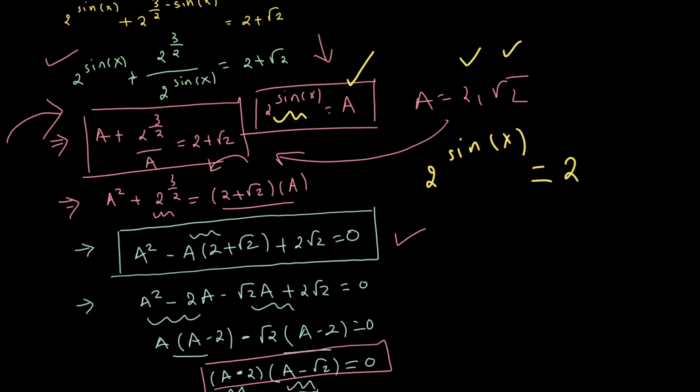So first of all I will compare it with 2. So 2 to the power sin x equals to 2, that can be written as 2 to the power 1. The bases are same, hence we can compare the power. Therefore sine of x equals to 1.